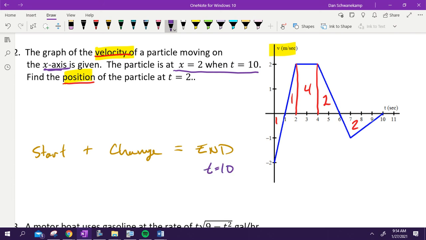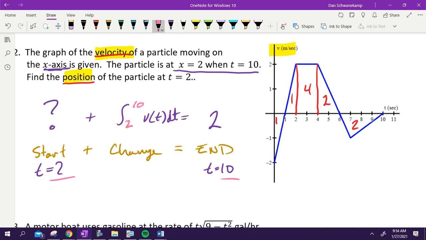Technically, you could start with it. You don't want to. Put it at the end. Okay, t equals 10. What is the value? It's going to be 2. Find the position when t equals 2. So I want to know this guy. This is my mystery number. To do that, I need to figure out the change. A change is the integral of velocity. From when to when do I want to find the integral? 2 to 10. The start to the end.